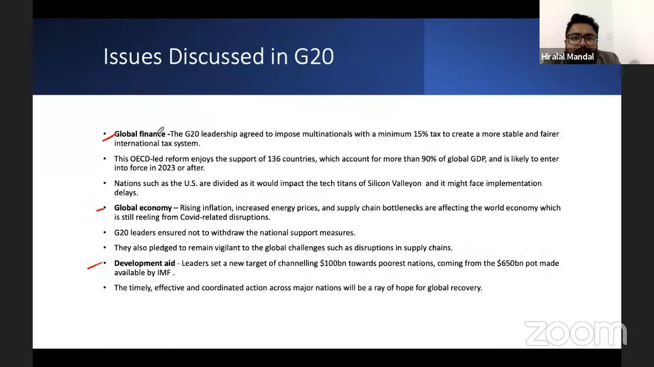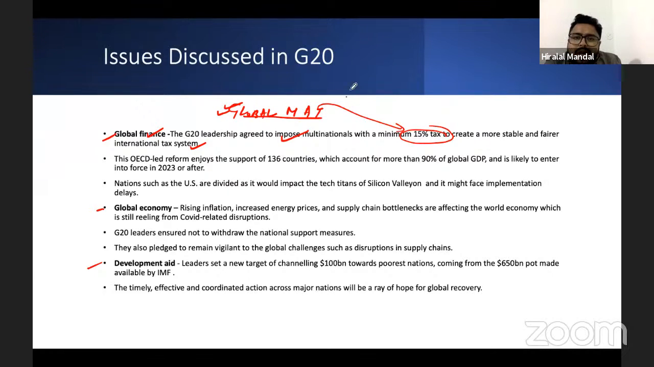When it comes to global finance, they have agreed to impose on multinationals a minimum 15% tax to create a more stable and fairer international taxation system. So one taxation system has been created, the global minimum alternate tax. Okay, so the global minimum alternate tax has been introduced. Every corporate across the globe, I've already discussed this issue as well in the previous chapter. So the global minimum alternate tax has been introduced to the tune of 15%.